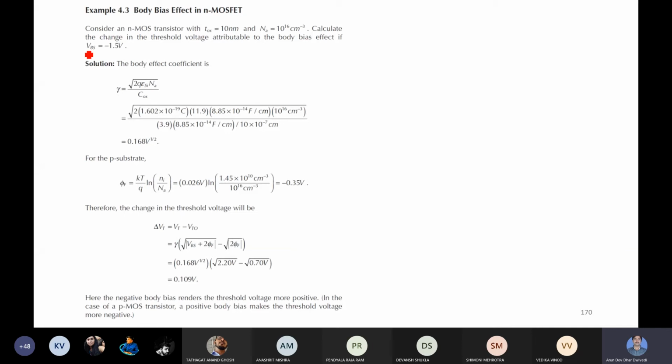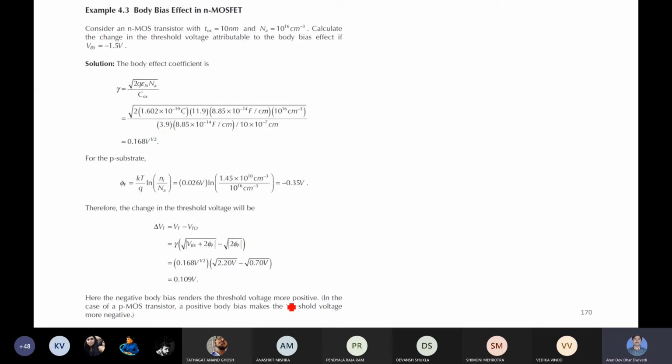You have applied here VBS as minus 1.5 with respect to source. If we write VSB, then it can be written as 1.5. Instead of negative, we can write 1.5. VBS is minus 1.5, but VSB is plus 1.5. These are the differences by notation. First I am writing B, then S, meaning body with respect to source has voltage minus 1.5. But if we want to write in terms of VSB, it is plus 1.5. So negative body bias means you are applying a negative voltage directly at the body.